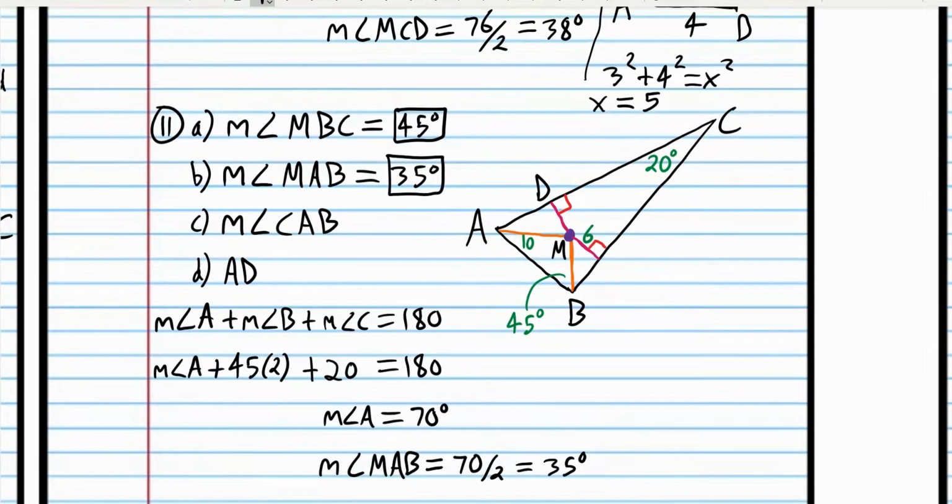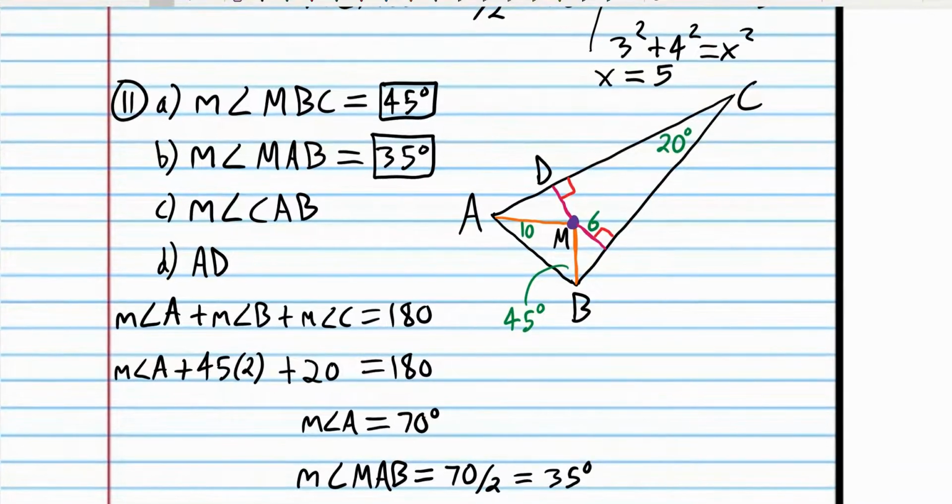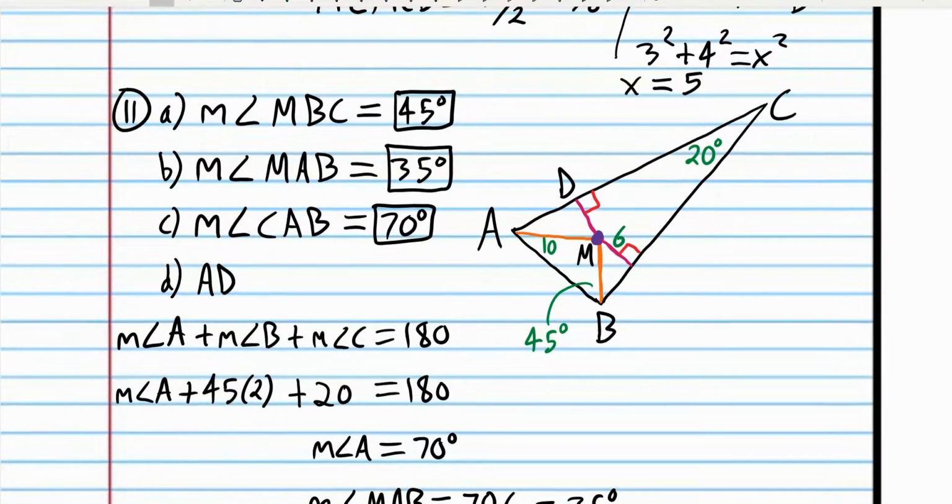Measure of angle CAB. We already found that. That's the entire angle here. So that would be 70. And we're looking for AD. Now we know that MD is 6 because this length is 6. That's the Incenter Theorem.